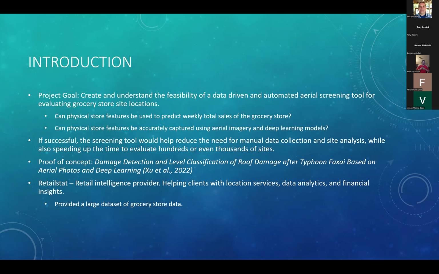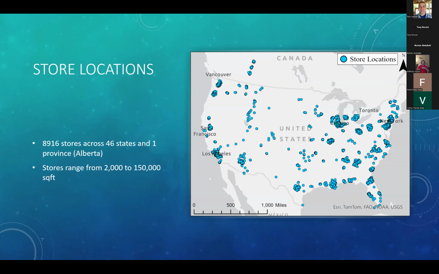And so, like I said, I was working with this company, Retail Stat, and they provided me with a pretty large data set of all this grocery store data. So looking at the store locations, almost 9,000 stores across the majority of the United States and even a little bit into Canada. And the stores range from your local grocery store that's pretty small all the way up to your large nationwide warehouse type stores like Costco, Sam's Club, Walmart, things of that nature. So pretty wide range of stores in this data set.